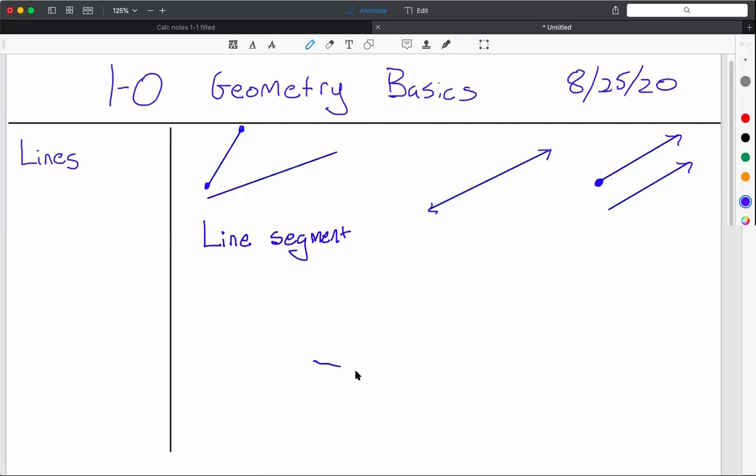Can I make this window? Oops, I'm trying to switch to Zoom, and it's not letting me. The line segment is the one that has nothing on either end? Exactly, yeah. Okay. Nothing or dots? There we go. That's a good setup.